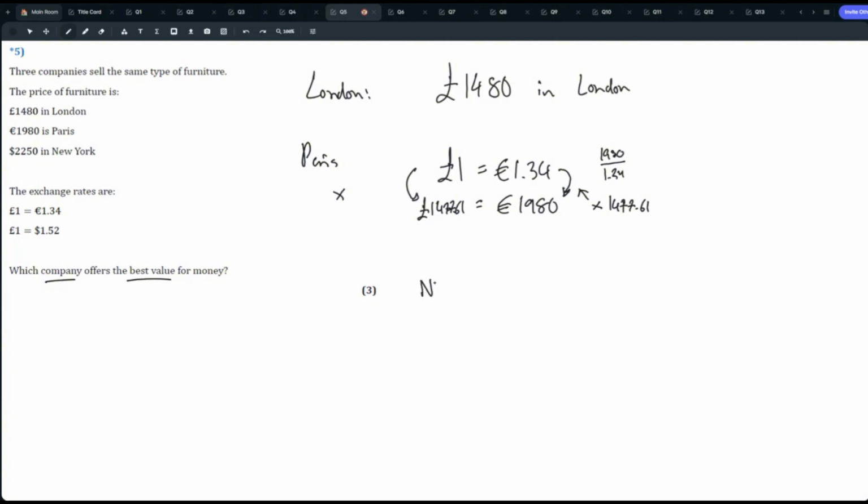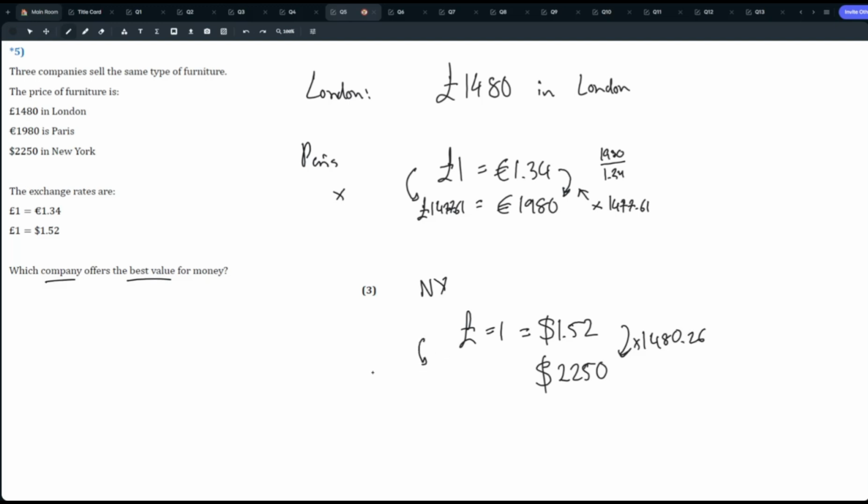Let's do New York. So £1 is equal to $1.52, and we're going to do the same thing. Now, how much is it in New York? It is 2,250, and then how do I work out the multiplier? Again, just divide 2,250 by $1.52, and if we do that, we get £1,480.